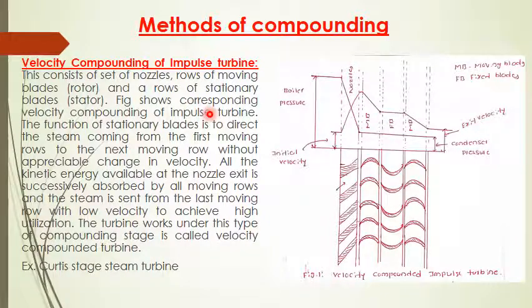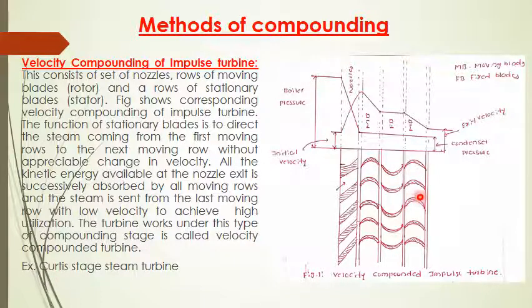Figure shows the corresponding velocity compounding of impulse turbine. This is the velocity compounding of impulse turbine. The function of stationary blades is to direct the steam coming from the first moving row to the next moving row without appreciable change in the velocity. All the kinetic energy available at the nozzle exit is successfully absorbed by all moving rows. These are the moving rows or moving blades.